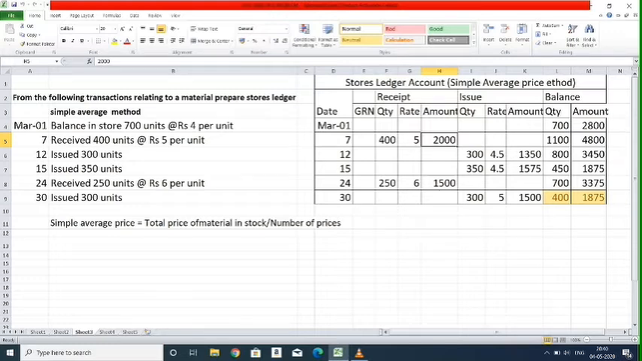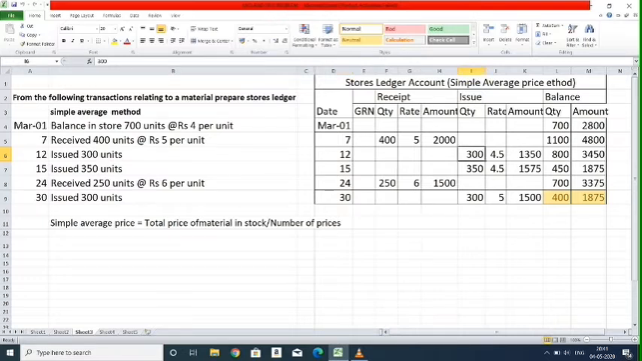Then in our balance column, we already have 700 as opening, and we received 400, so the total quantity comes to 700 plus 400, 1100. The amount is 2800 plus 2000, which comes to 4800. Then on March 12, we are going to issue 300 units.